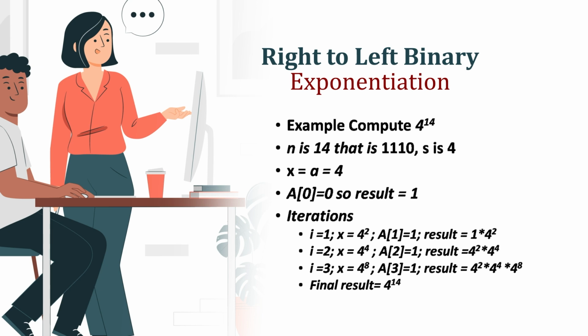And then i equals 3, here x is 4 to the power 8, because every time we are basically multiplying 4 to the power 4 with 4 to the power 4. So it becomes 4 to the power 8, right? And the value of a3 is 1, therefore result is 4 square into 4 to the power 4 into 4 to the power 8, which is actually 4 to the power 14. And when you output this result, it will be the multiplied result.